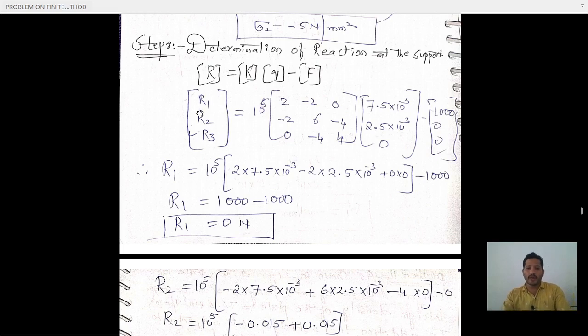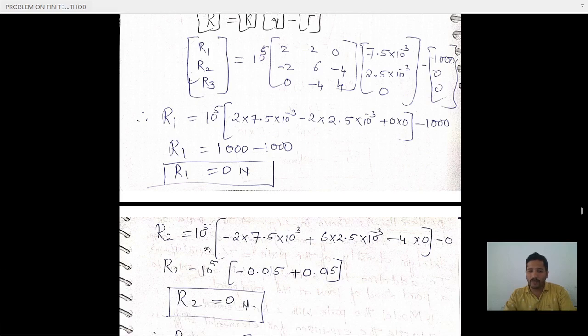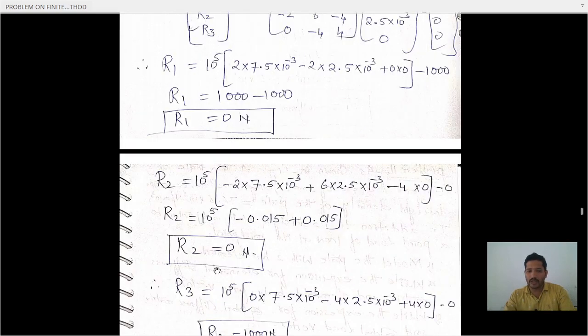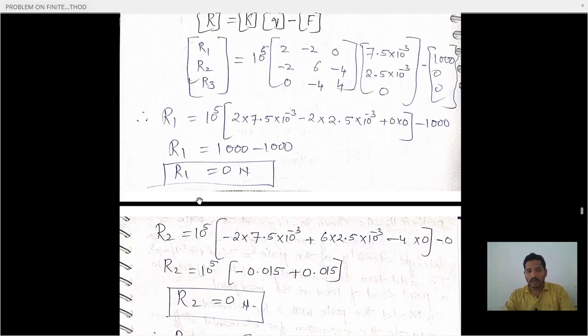After that, we need to find out the value of R2. The same concept we need to follow here. R2 equal to 10 power of 5 as it is. Just multiply this row into this column. Minus 2 into 7.5 into 10 power of minus 3 plus 6 into 2.5 into 10 power of minus 3 minus 4 into 0 minus 0. After that, if you add all the values, it will again become 0 Newton, because the minus term will be cancelled by the plus term. So 10 power of 5 into 0 should be 0. And R3, if you want to find out, then you have to go for it.